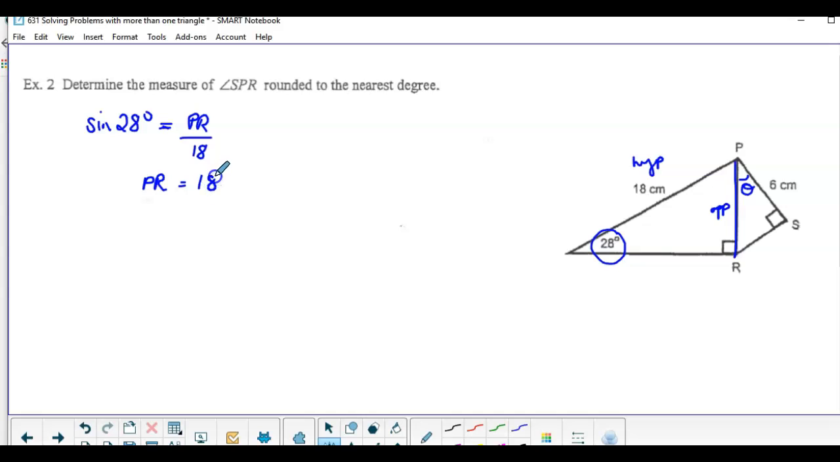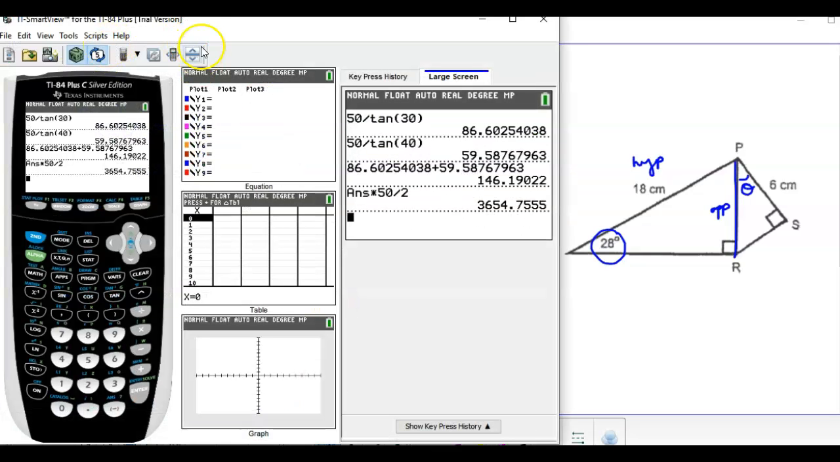And I always show the side out front, not after the angle, because then it gets a little confusing, especially with some people's writing. And if you forget the degree symbol, then you really wouldn't know what it was. So this is 18 times sine of 28. Okay, and you can keep it exact, but I usually find out what that is to a few decimal places.